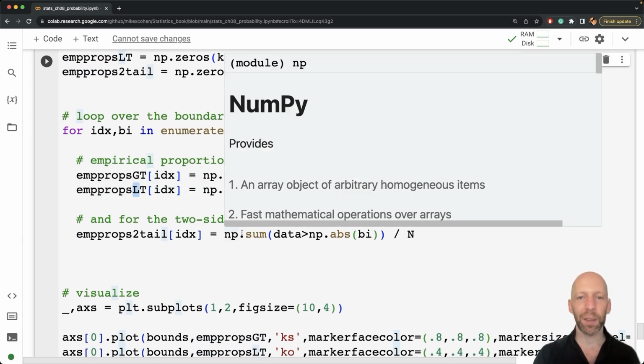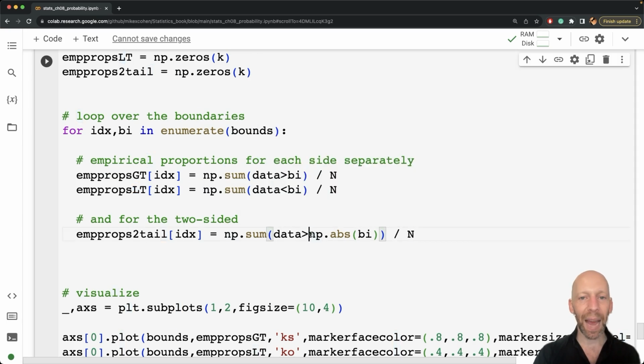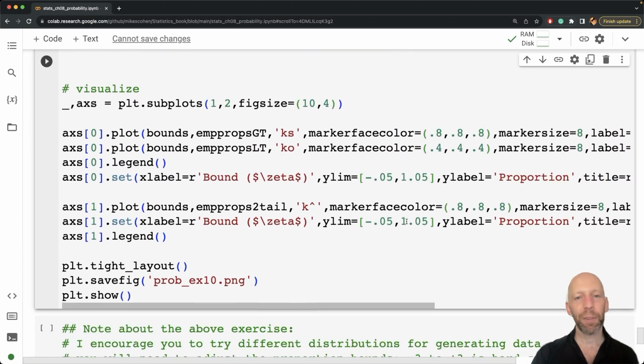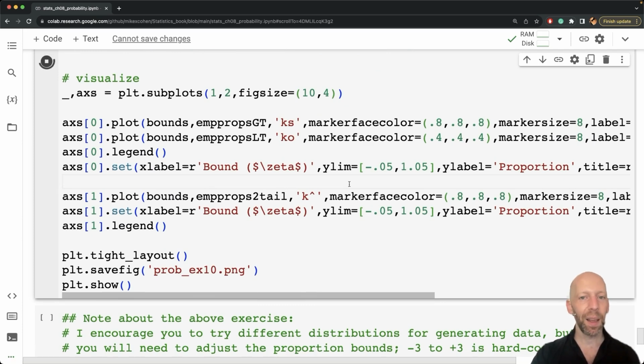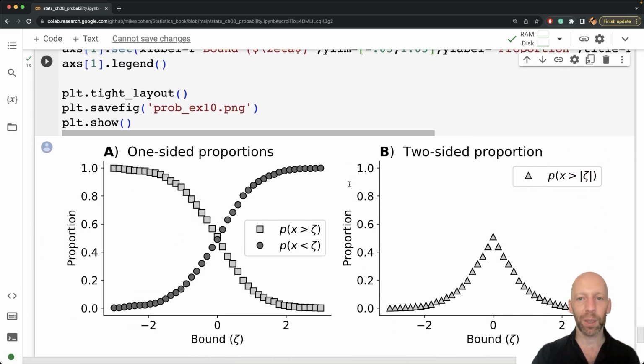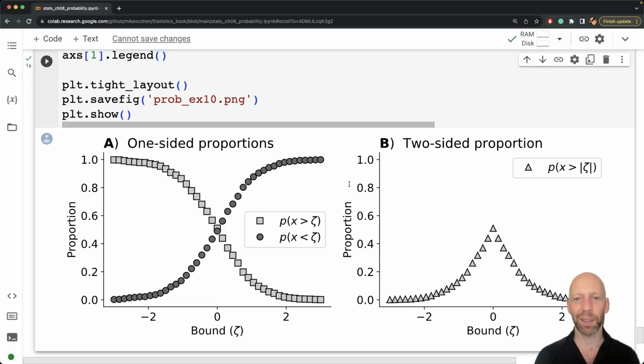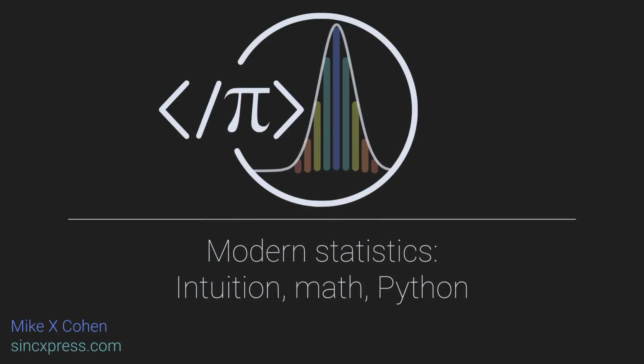And then here's the two-tailed. That's basically the same code. You just take the absolute value of the bound instead of the signed value of the bound. All right, after that, it's just some plotting, and we can see the results over here, which look just like what I showed in the exercise text in the book. So you will learn in later chapters in this book that what we are doing here is basically computing the probability that the data value was larger than some particular reference value. And that is conceptually what we are looking at when we calculate p-values.